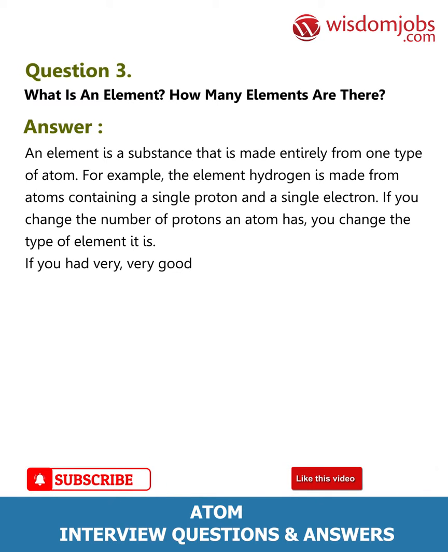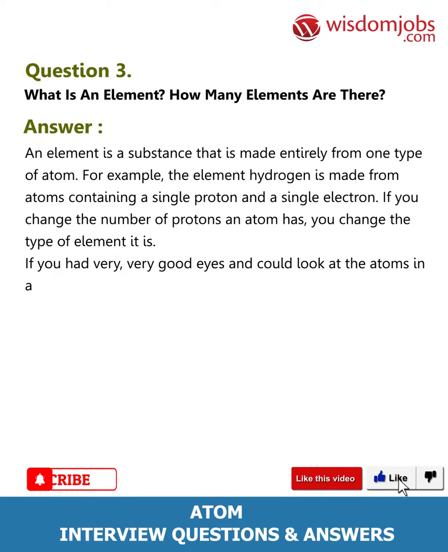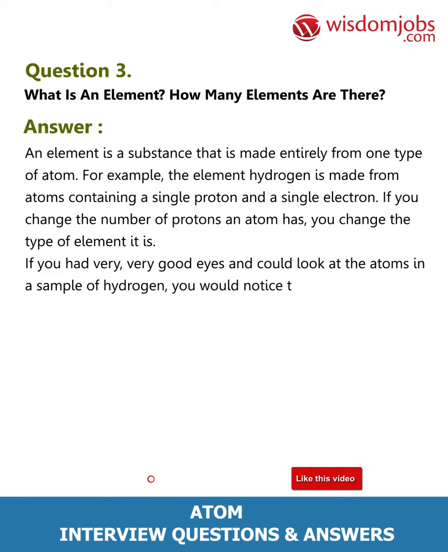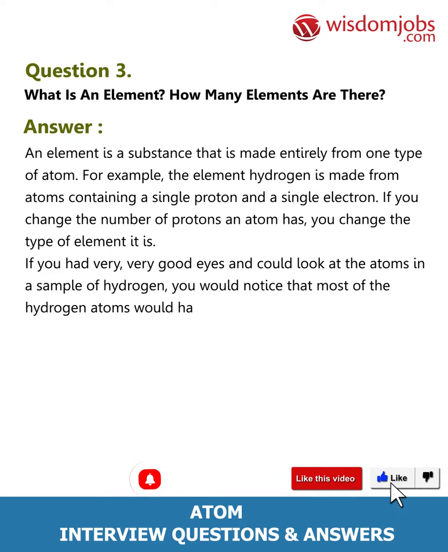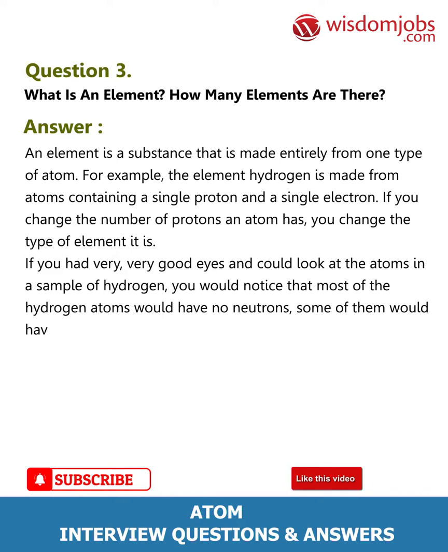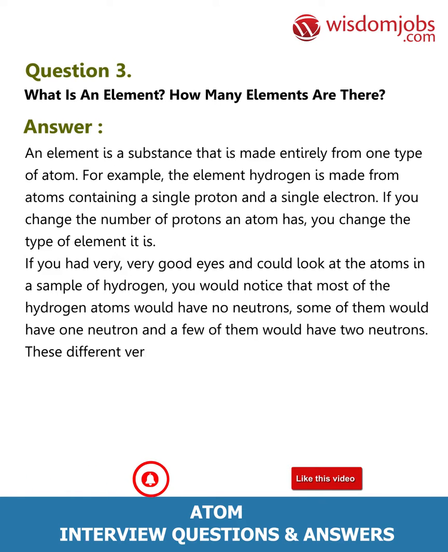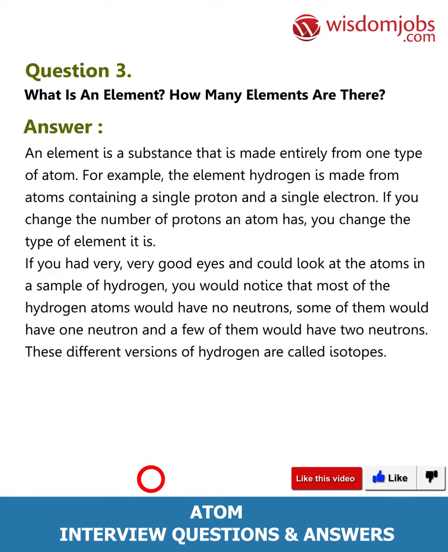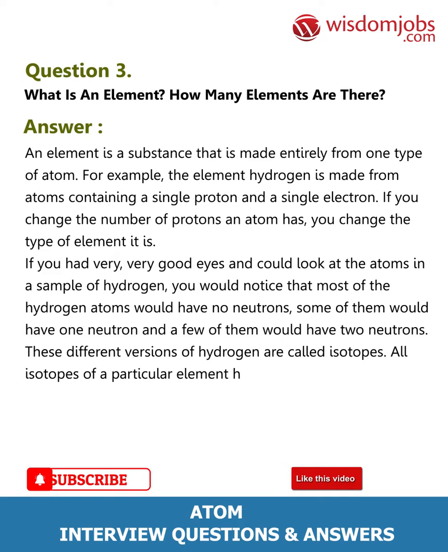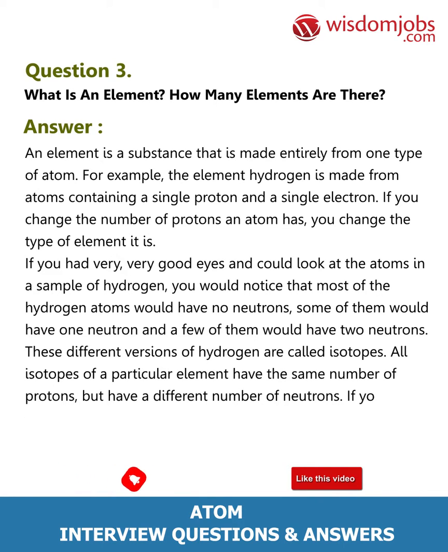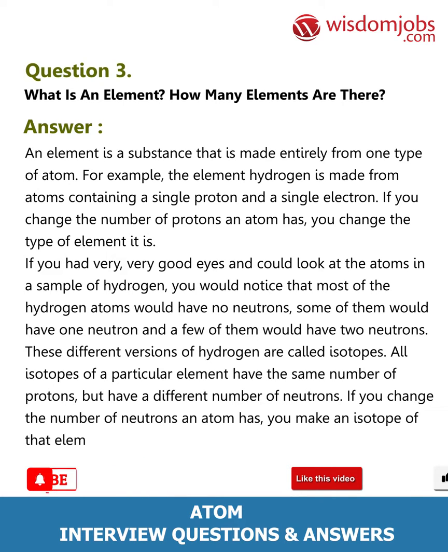If you had very good eyes and could look at the atoms in a sample of hydrogen, you would notice that most of the hydrogen atoms would have no neutrons. Some of them would have 1 neutron and a few of them would have 2 neutrons. These different versions of hydrogen are called isotopes. All isotopes of a particular element have the same number of protons, but have a different number of neutrons. If you change the number of neutrons an atom has, you make an isotope of that element.